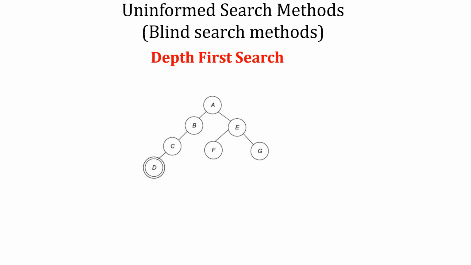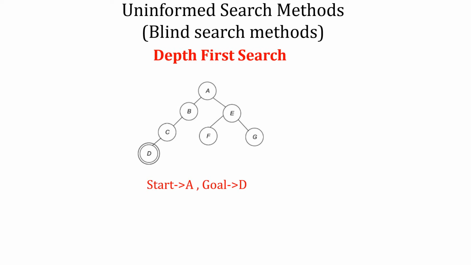Now we are going to perform the DFS. We are going to do the DFS considering the start node as A and the goal node as D. We initially push node A. We are checking whether A is the goal. In this case, A is not the goal. So we are going to take this A and push the children of A, which are B and E.